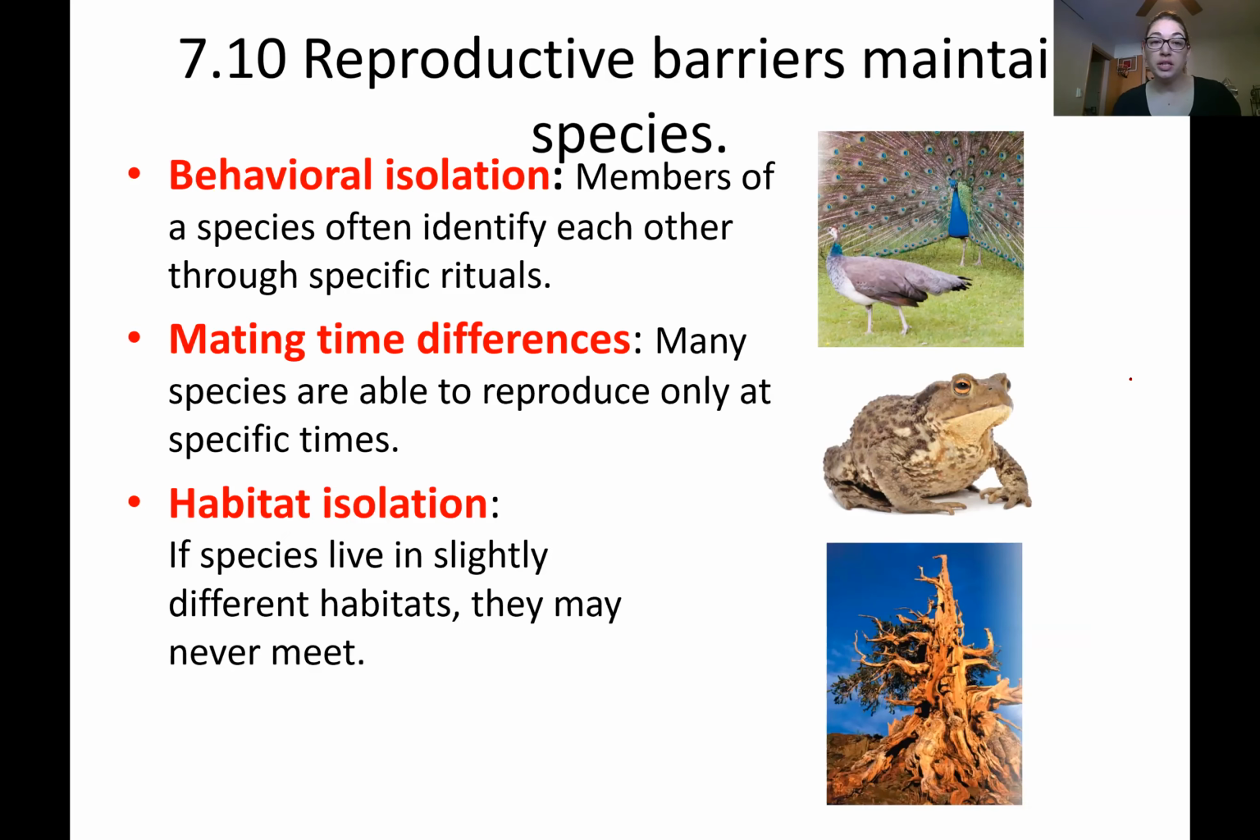Another type of isolation or reproductive barrier is habitat isolation. This is where if a species lives in a different habitat, they may never meet. One lives in a dry desert, for example, and another one lives in a lush meadow. They live in different habitats. The likelihood that they would meet is very low.